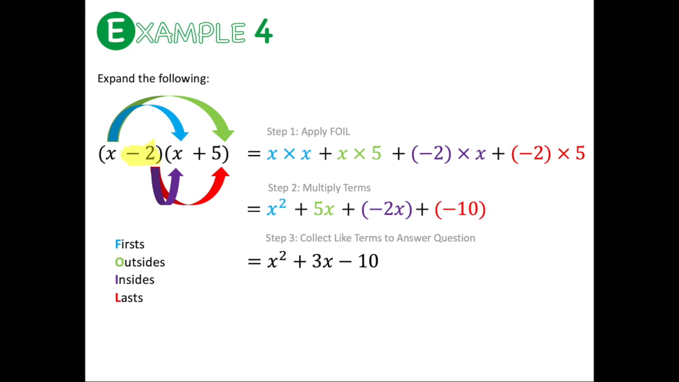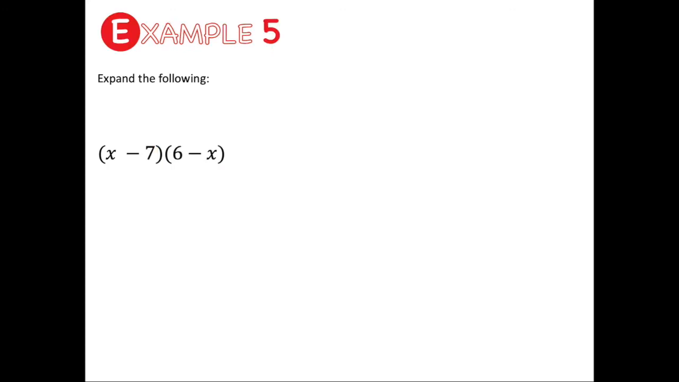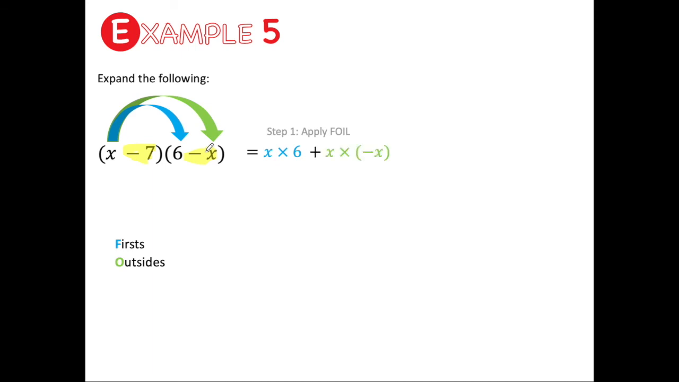So having a look at our last example, this time I've got x minus 7 and 6 minus x. So I've got two subtractions. The first one is going to be treated as negative 7, and the second one is going to be treated as negative x, or negative 1x, because there is a 1 in front of the x. Looking at applying the FOIL method, for the first terms it's going to be x multiplied by 6, and multiplying my outside terms, x and negative x, so x multiplied by negative x.